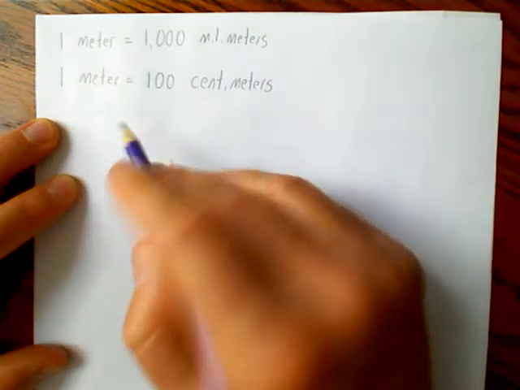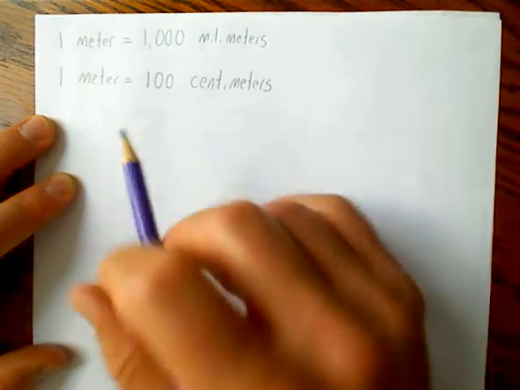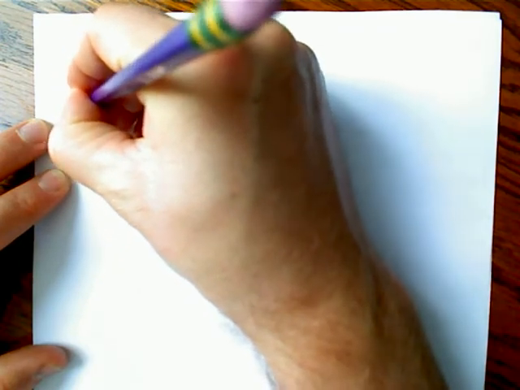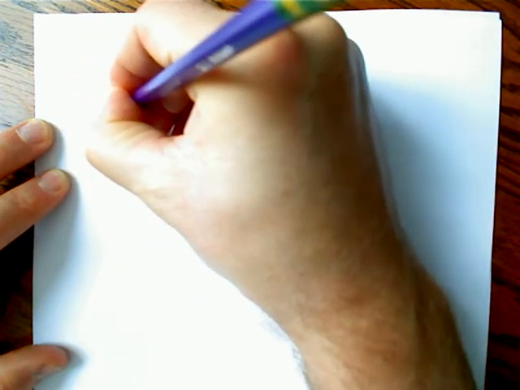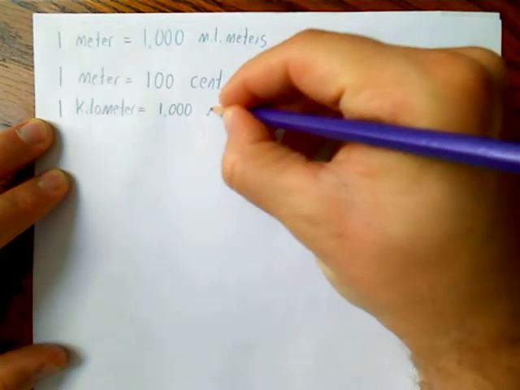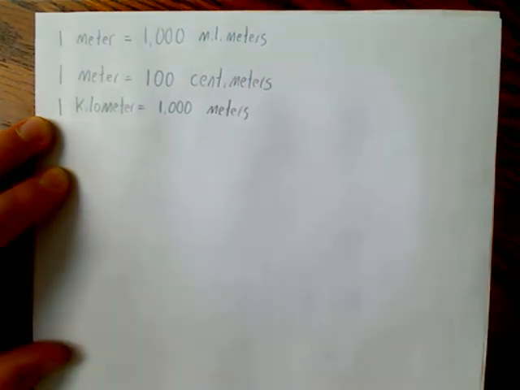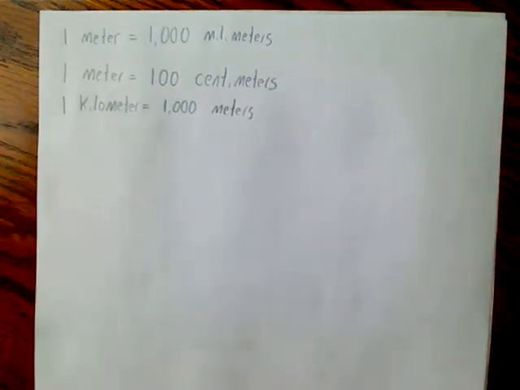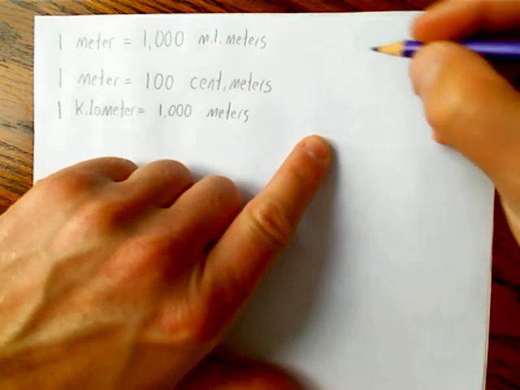On the flip side, we're talking about something that's bigger than a meter. If I have 1 kilometer, that is going to be equal to 1,000 meters. So that's all we need to know for meters. And what's nice is grams and liters follow this same idea. Did I get them all? I think so. Cool. So let me show you what I'm talking about.